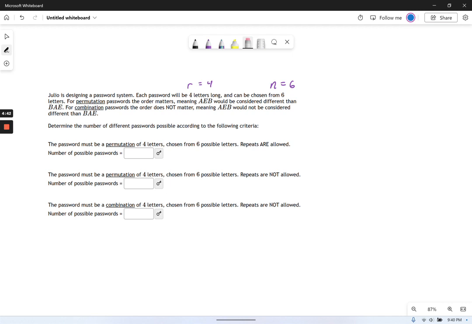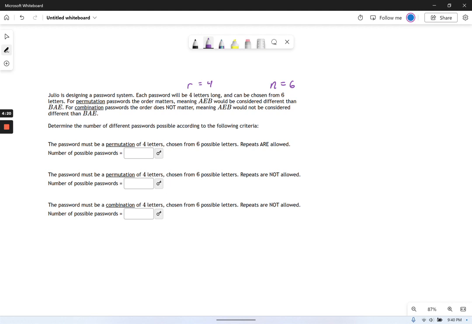A permutation might be something like a garage code, where you have to type that code in not only the right numbers, but in the right order. Whereas a combination might be a combination of astronauts on a spaceship. It doesn't matter whether they sit left to right or right to left. All that matters is who's on the ship. So we're going to talk about these three situations here.